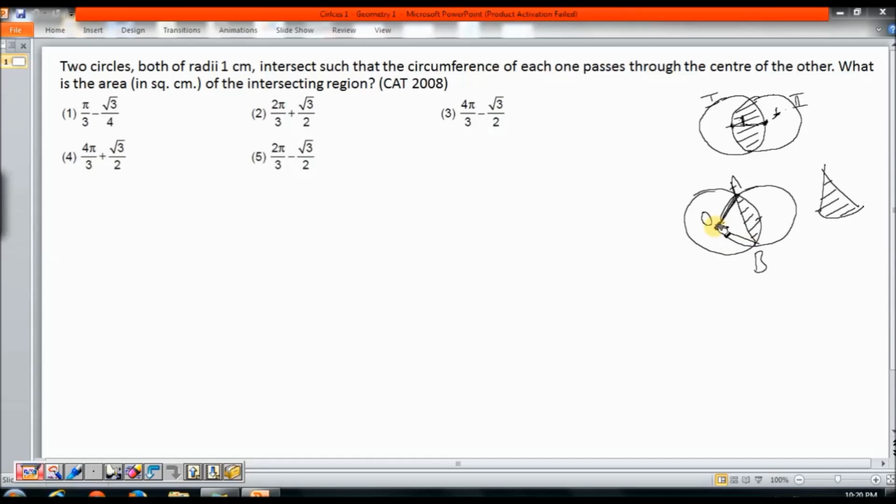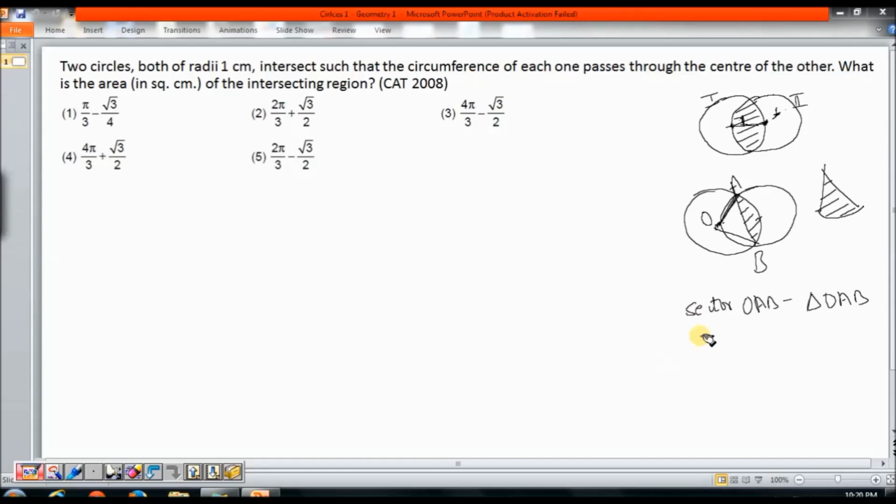So if I can find the area of this sector and the area of triangle OAB, and if I subtract the area of the triangle OAB from the sector, sector OAB minus area of triangle OAB will give me the area which is shaded here, and if I double that, I will get the required area. So my question breaks down to now, finding the area of the triangle and area of the sector OAB.